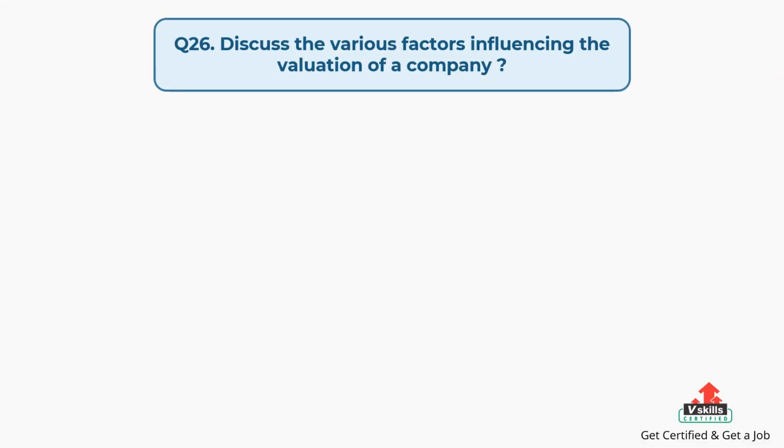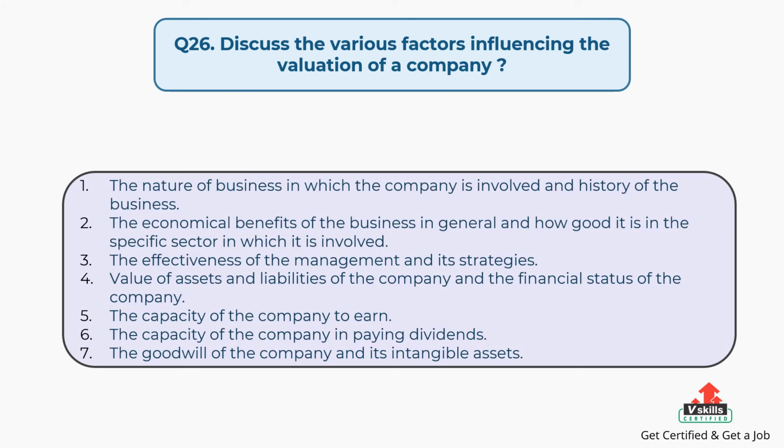Question number 26. Discuss the various factors influencing the valuation of a company. The answer is, firstly, the nature of business in which the company is involved and history of the business. Secondly, the economical benefits of the business in general and how good it is in the specific sector in which it is involved. Thirdly, the effectiveness of the management and its strategies. Fourthly, value of assets and liabilities of the company and the financial status of the company.